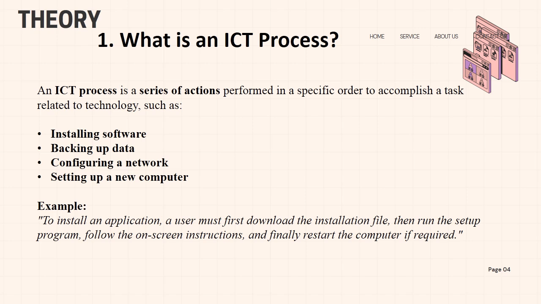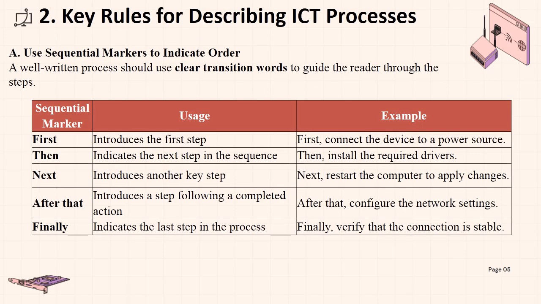Here let's see a description. To install an application, a user must first download the installation file, then run the setup program, follow the on-screen instructions, and finally restart the computer if required. So now let's see together how we can use descriptions of processes. There are key rules for describing an ICT process.